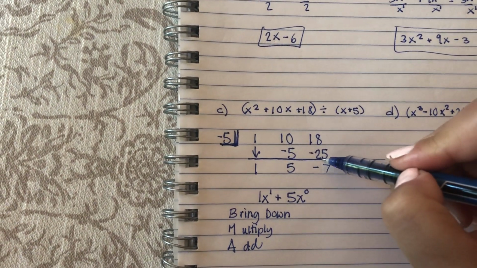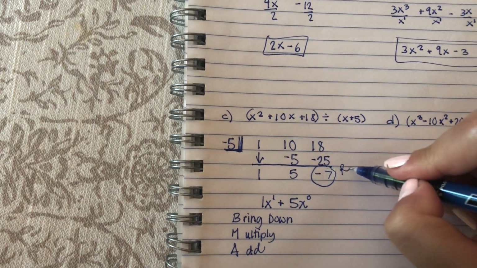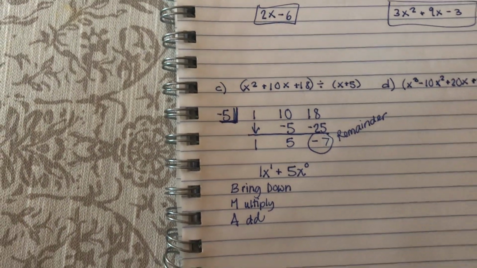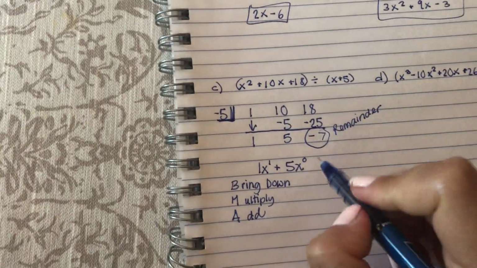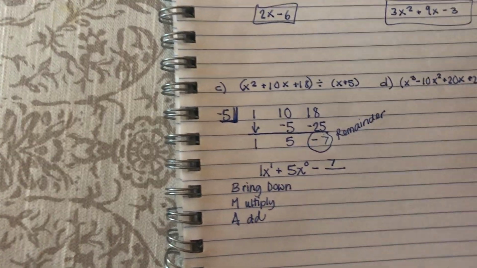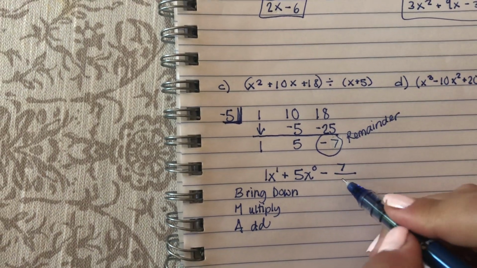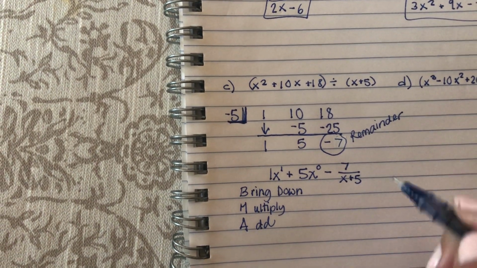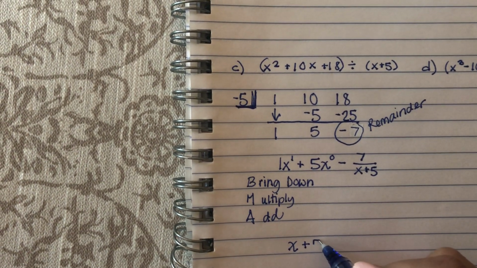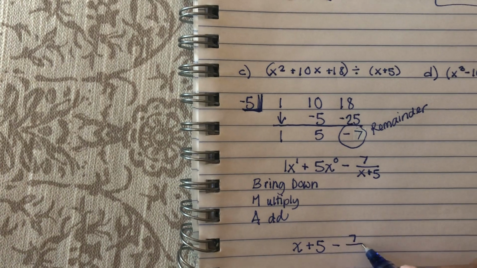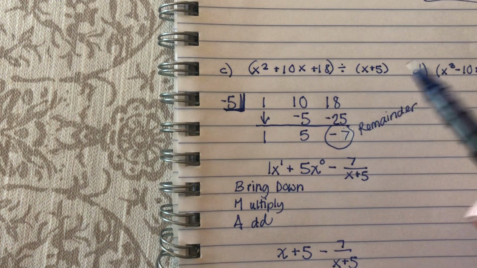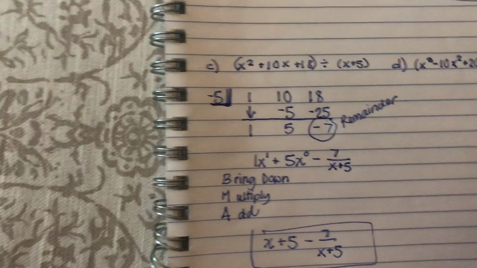And the last column is your remainder. So that means if you didn't get 0 in the last column, it didn't go in evenly. There's a remainder left over. And the way that you write the remainder is that number that you got, so minus 7, all over what you divided by. I'm going to rewrite this down below. Basically, we just got x plus 5 minus 7 over x plus 5, when we divided x squared plus 10x plus 18 by x plus 5. There's your answer.